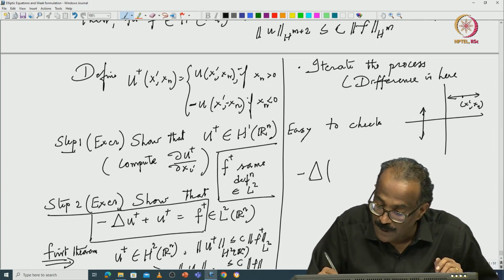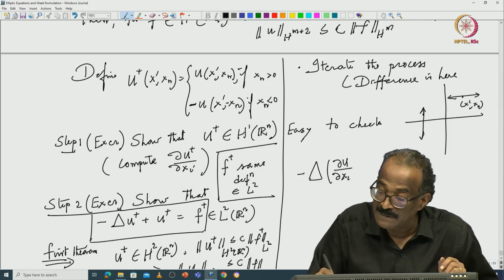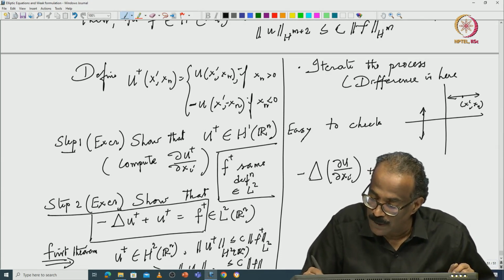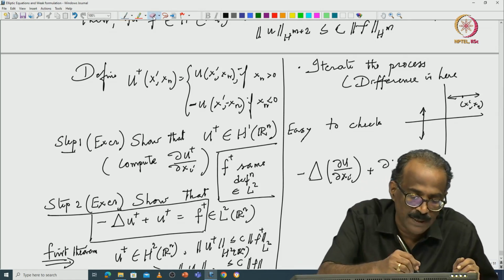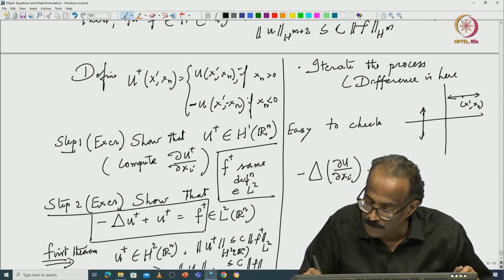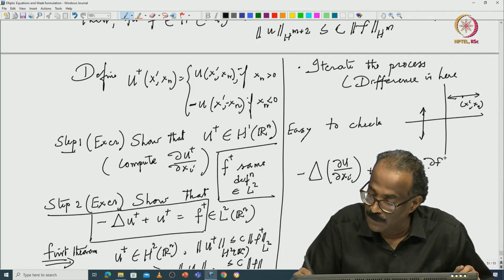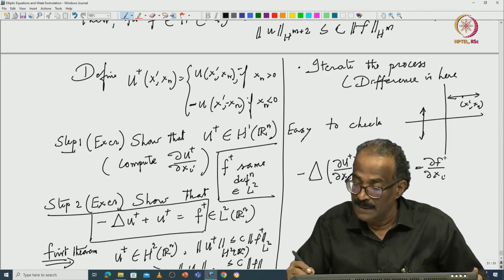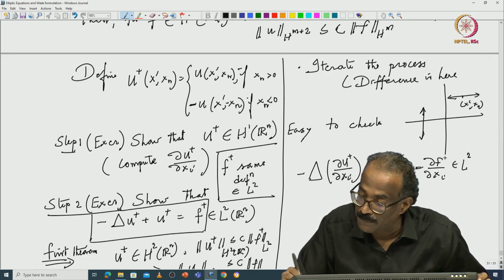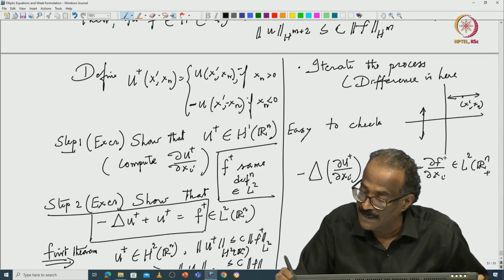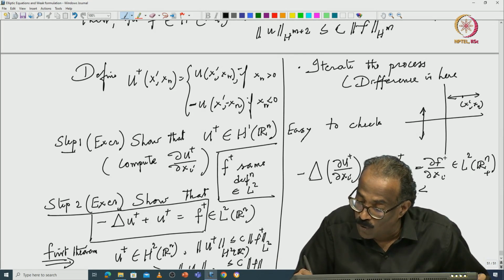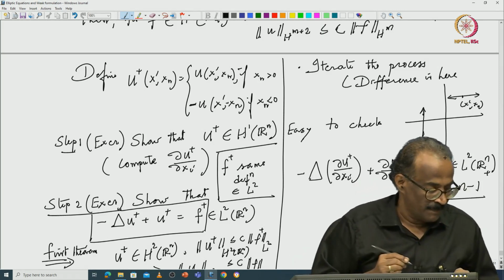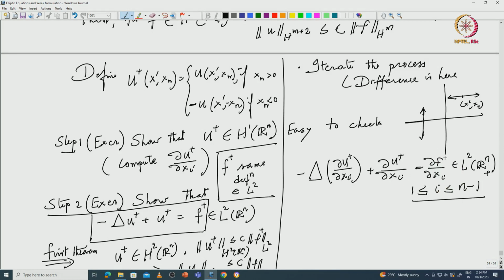So it is easy to check: minus Laplacian of du by dxi plus du by dxi is equal to df by dxi, that is not a problem, and du plus by dxi is in L2 of Rn plus, that you can get easily. That is what I said about the differentiation; this is true for all 1 less than or equal to i less than or equal to n minus 1. At xn equal to 0, you may not have this issue, you may have a problem. So that is what I am trying to say.